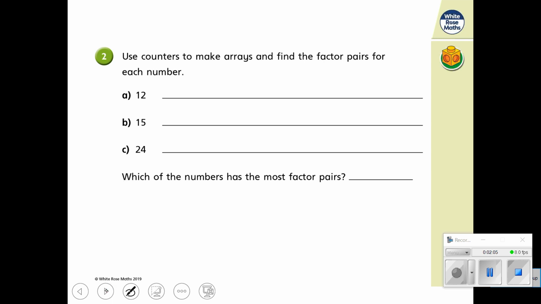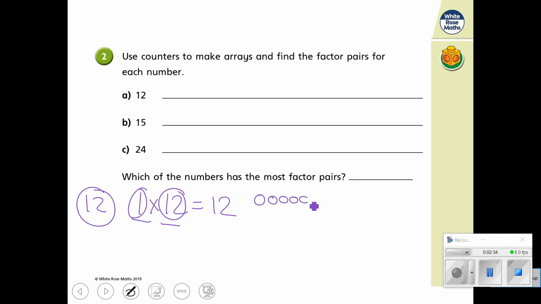So for 12, I've got the number 12, and we can always multiply it by 1. So 1 times 12 equals 12. And 1 and the number itself is always a factor. So all numbers have at least 2 factors, which would be 1 and themselves. Okay, and if I wanted to draw that array, I would do 1, 2, 3, 4, 5, 6, 7, 8, 9, 10, 11, 12.